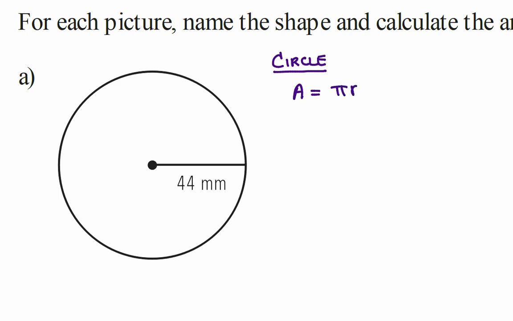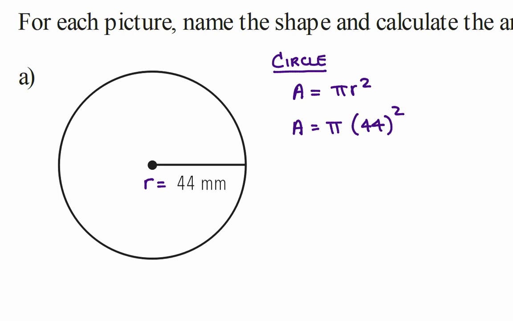Pi r squared. Thank you. Do we have radius? Yes, radius is equal to 44 millimeters. Okay, I don't have the diameter, so I don't have to worry about dividing anything. So area equals pi times 44 squared.